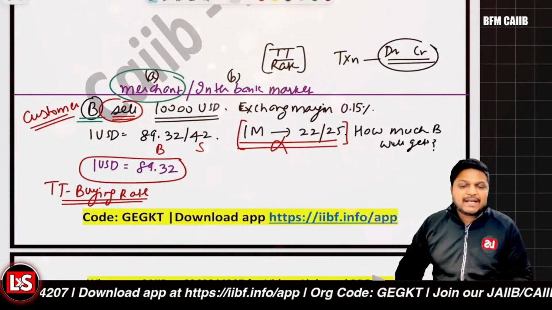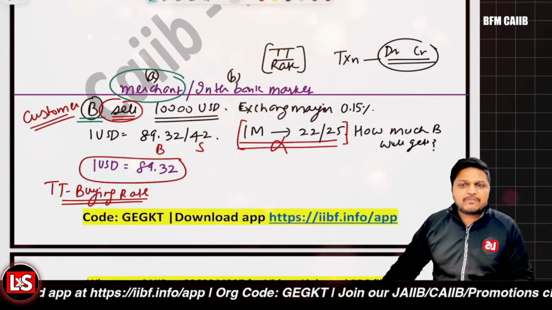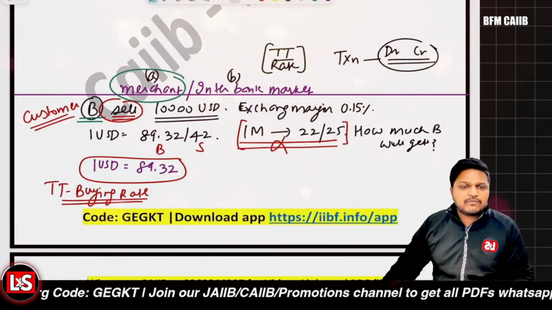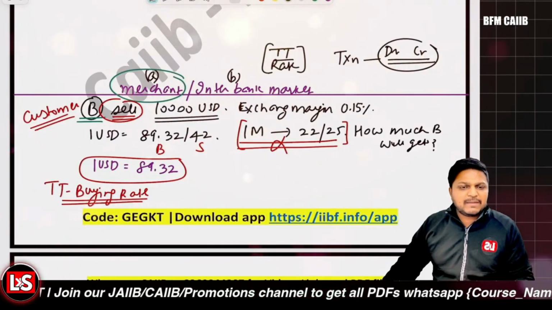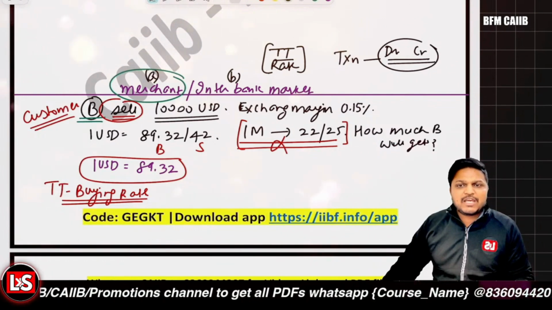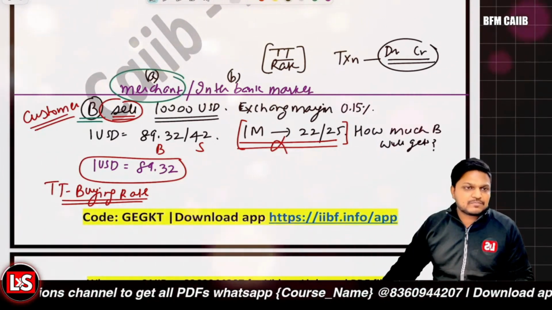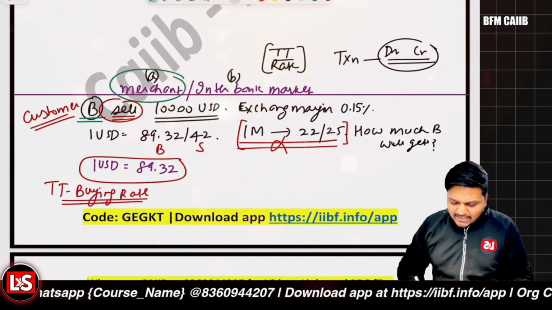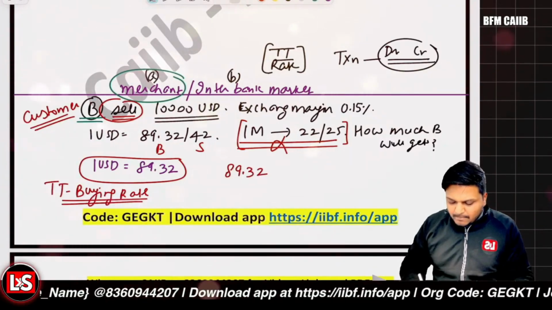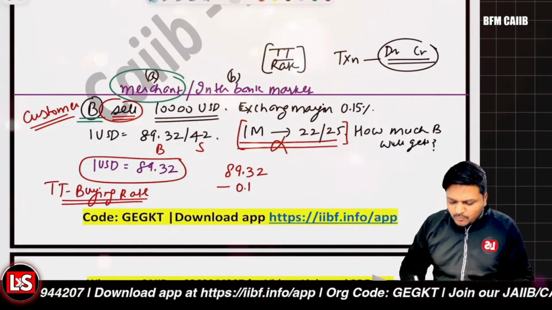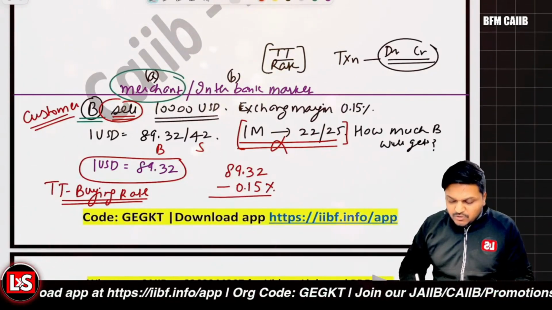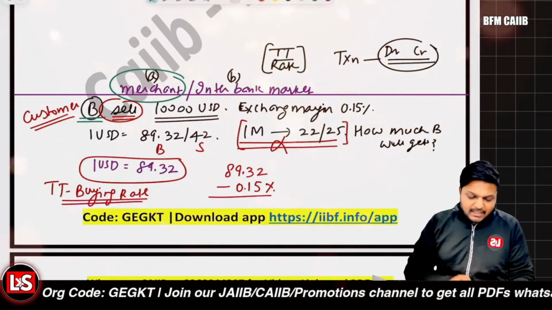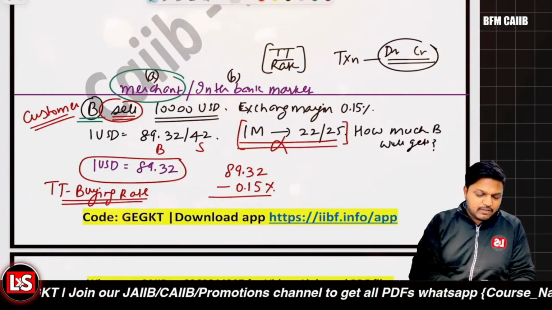Okay, so it is the TT buying rate which is applicable and no forward points are to be considered. And just keep one thing in mind. Whenever we are talking about the buying rates, whether it is the TT buying rate or the bills buying rate, the exchange margin is to be subtracted. So the price is 89.32 minus the exchange margin of 0.15%. It is not 0.15 paisa, it is 0.15%. So it would be 89.32 minus 0.15%.